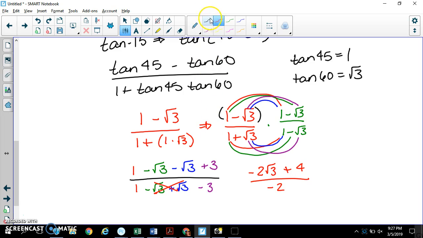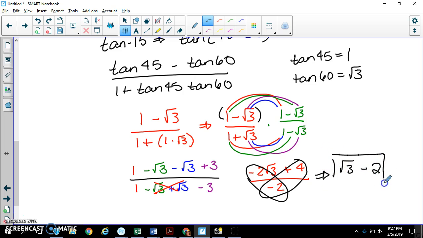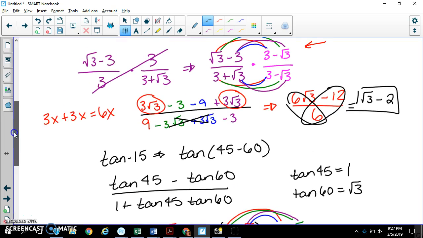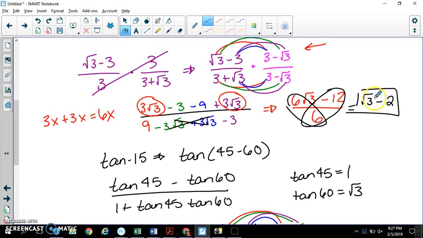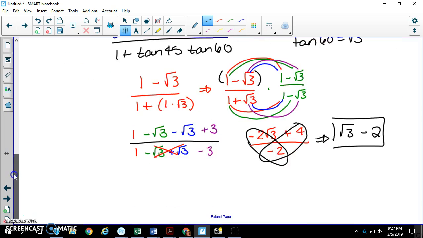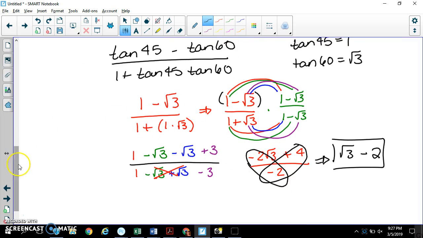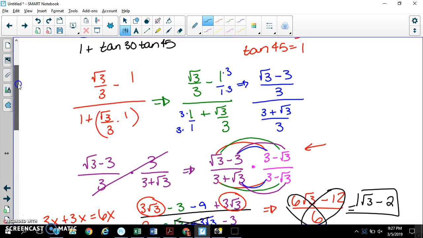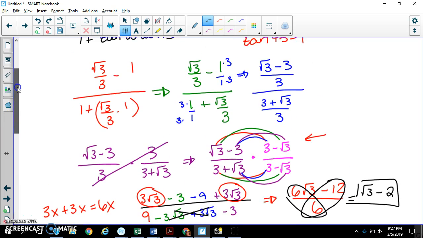So now I just need to reduce. So I've got these right here. So that'll end up getting me square root 3 minus 2. Okay? See how much easier that was? I got the same answer, didn't I? But it was just a few steps, whereas this is really ugly.